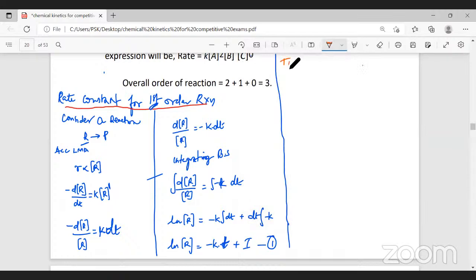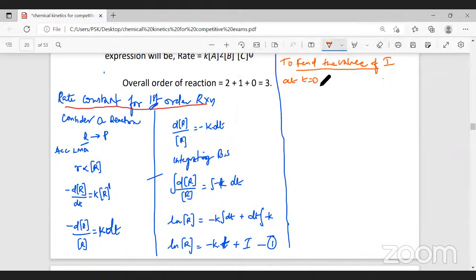So far, did you follow? Yes, sir. Now the next is to find the value of I, not the value of R. To find the value of I, we can write at time t is equal to 0.